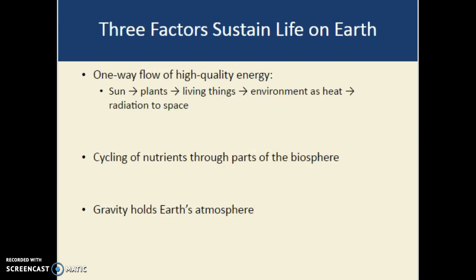There are three huge things that sustain life here on Earth. Number one, we've got a one-way flow of energy. The sun is always giving us energy that plants are harnessing, that living things eat, that also get released to the environment as heat and radiation to space. We'll talk a lot more about that as we go. Nutrients get cycled through parts of the biosphere, through the food web, and then gravity holds Earth's atmosphere. That third point, we won't talk a lot about that. A little bit, but not a lot. The first two we'll talk a ton about.